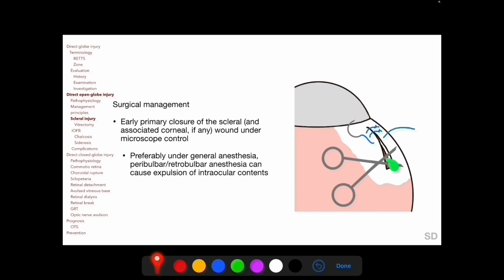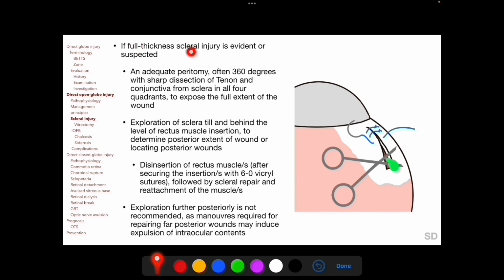As we have mentioned, management of full thickness scleral injury is urgent primary closure of the scleral wound and associated corneal wound if any under microscope control, and preferably under general anesthesia. If full thickness scleral injury is evident or suspected, an adequate peritomy, often 360 degrees, with sharp dissection of Tenon and conjunctiva from the sclera in all 4 quadrants is performed to expose the full extent of the wound as shown here in this diagram.